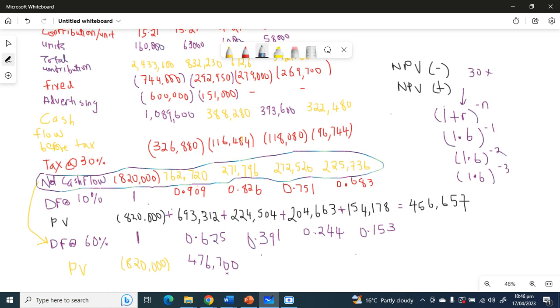0.391 times 271,796, 106,272. 0.244 multiplied by 272,520, it's 66,494.495 to round it off.